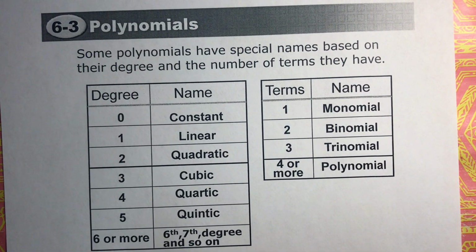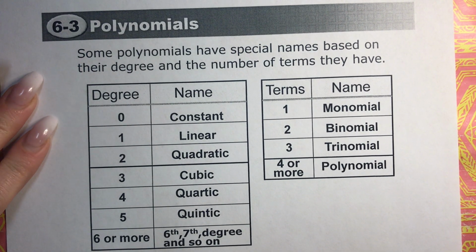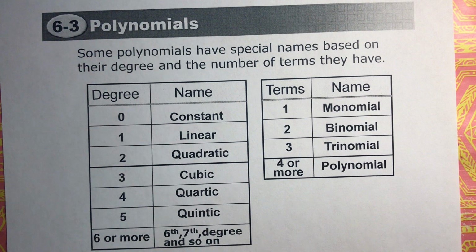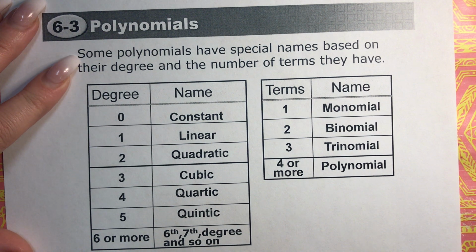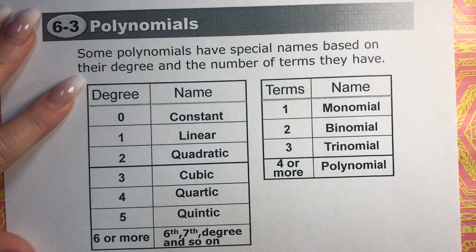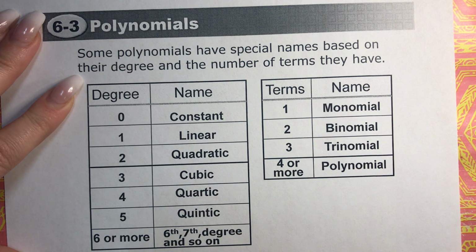All right, we're back. Like I said, this section has a ton of vocabulary, and we're going to go over some more vocabulary now before example 4. Some polynomials have special names based on their degree and the number of terms they have.